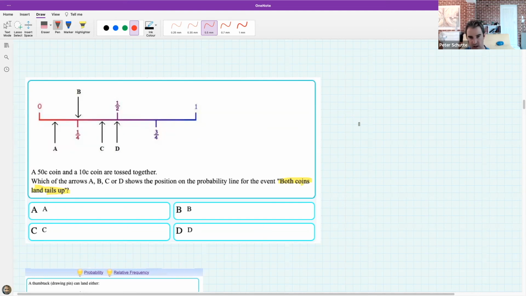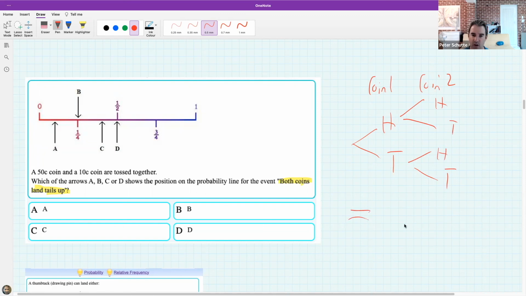You may not need a tree diagram, but you could use one, or you could write out the options. So you've got two coins that are being tossed. Coin 1 would be heads and tails. And then coin 2 would also be heads and tails. How many options are there? There should be 4 options. You could have heads, heads; heads, tails; tails, heads; tails, tails. So there are 4 possible ways that the coins could land.